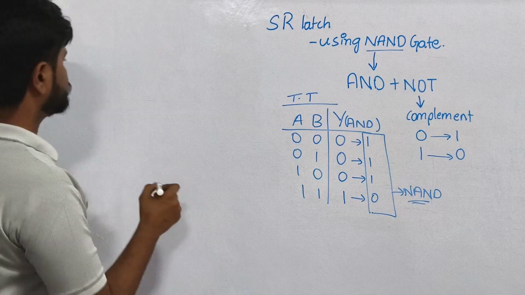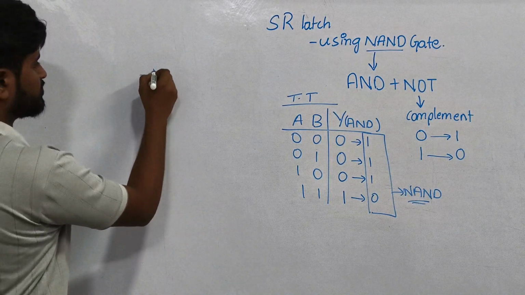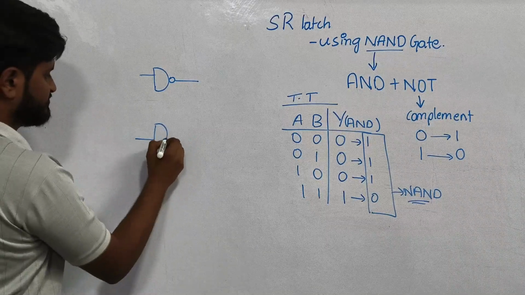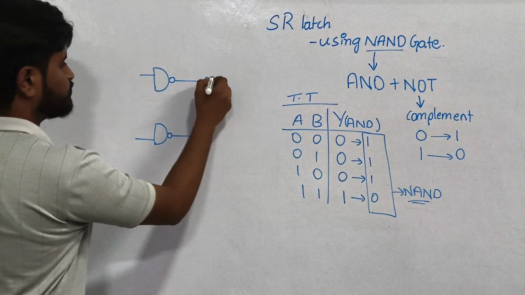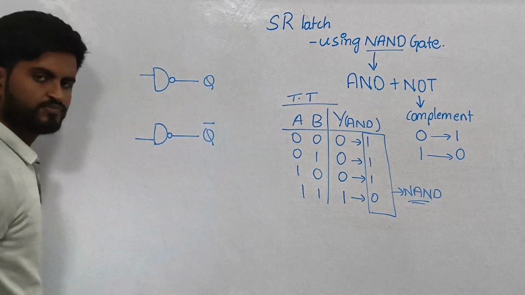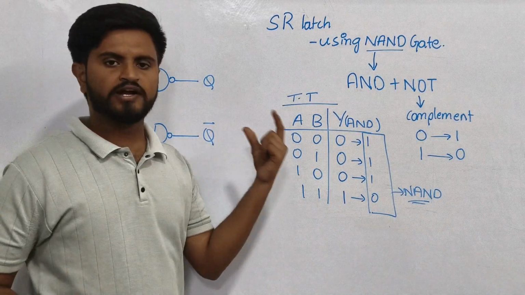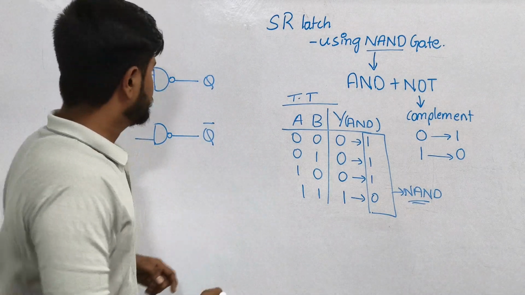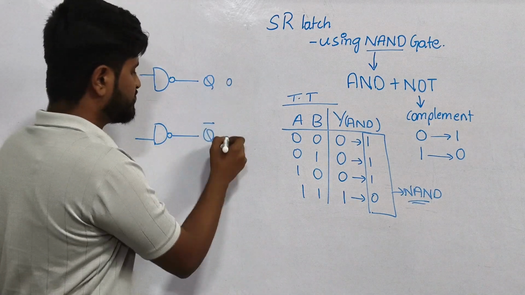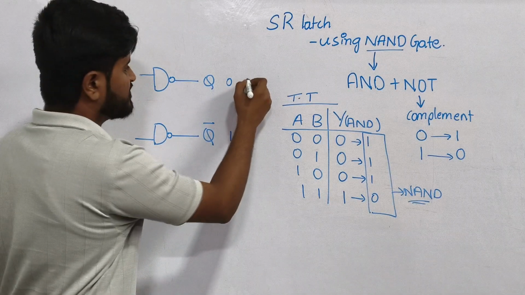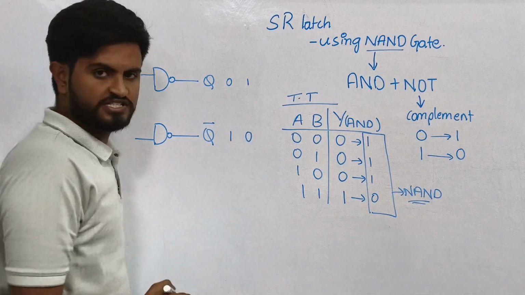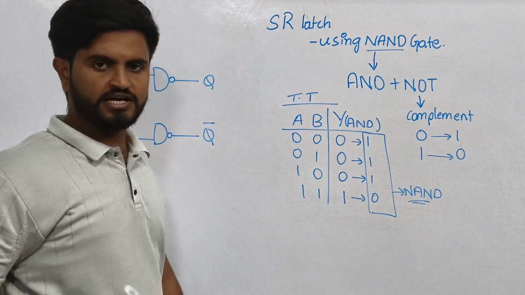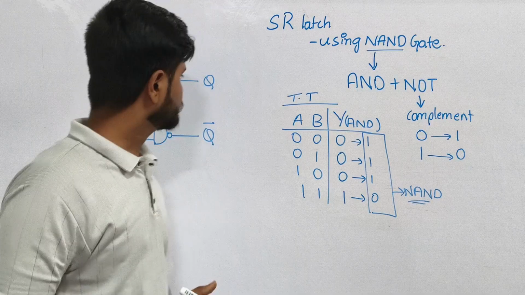So now let's use the NAND gate to draw the SR latch. This is one NAND gate and this is the second NAND gate. My outputs will be Q and Q bar. In latches and also in flip-flops, the outputs are complement to each other. That is, if 0 is here, here it must be 1. If here it is 1, here it must be 0. Both the outputs must be complement to each other. They should not be the same.